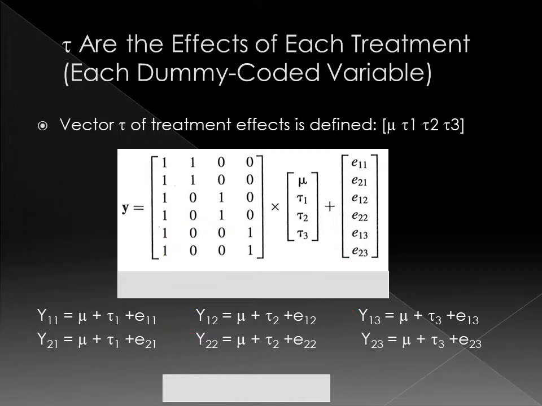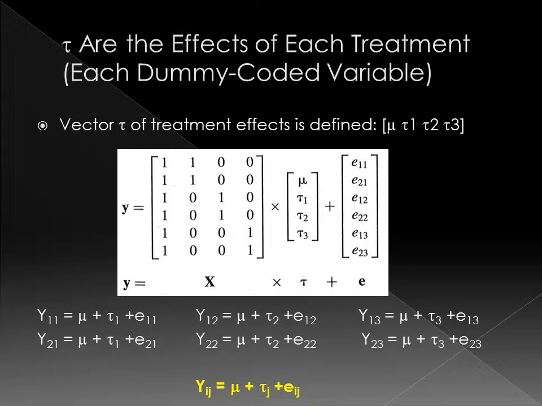That is, Yij equals mu, the ground mean, plus tau j, the group effect, plus Eij, the error term related to i person in the j group. Therefore, we can express y using y equals x multiplied by tau plus error. This is very similar to the regression equation y equals bx plus error.